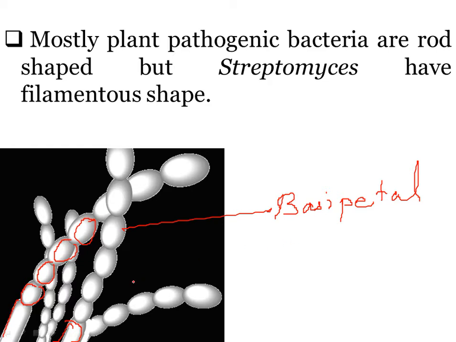The conidia formation in Streptomyces is in a basipetal manner. Right? Do you know the basipetal manner? When the mycelium produces new conidia, another new conidium forms at the base and the old conidia are pushed to the upper side, right? You can say every time young conidia are produced at the base and old conidia are replaced to the upper side.